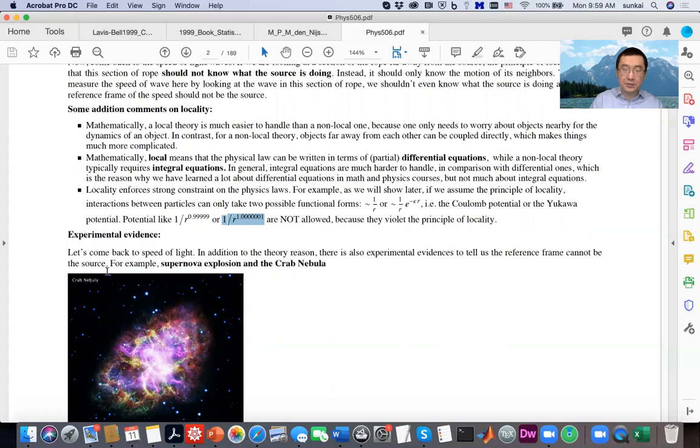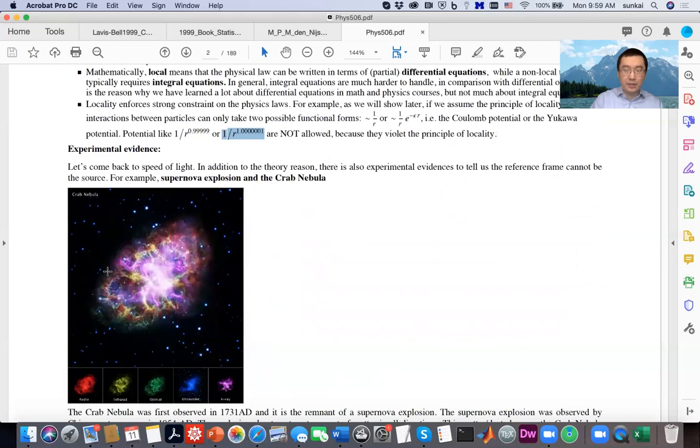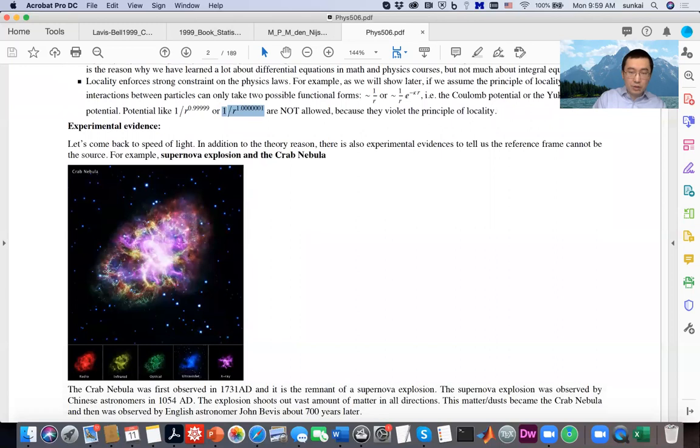The first experiment of that type was done several hundred years ago. Although people didn't realize what they were doing at that point, the first experimental evidence can be traced back several hundred years. This is a picture of the so-called Crab Nebula. It is a nebula somewhere in the universe, and it was discovered slightly less than 300 years ago.